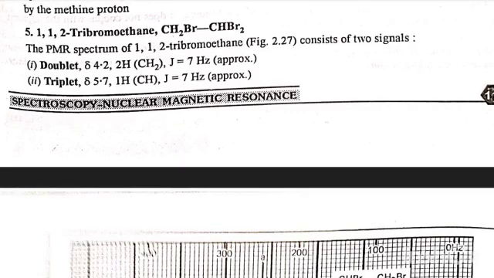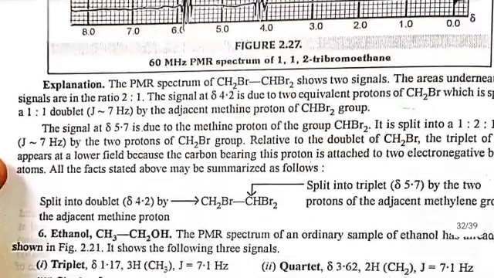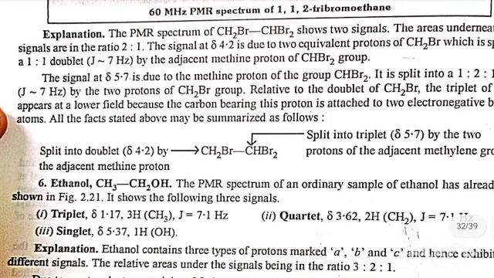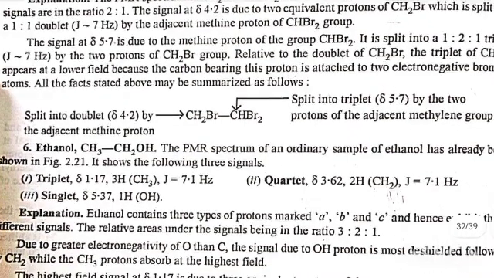1,1,2-tribromoethane shows two signals: doublet at delta 4.2 for two protons, J equal to 7 Hz approximately; triplet at delta 5.7 for one proton, J equal to 7 Hz. Explanation: the PMR spectrum of CH2BrCHBr2 shows two signals. The areas underneath these signals are in the ratio 2:1.